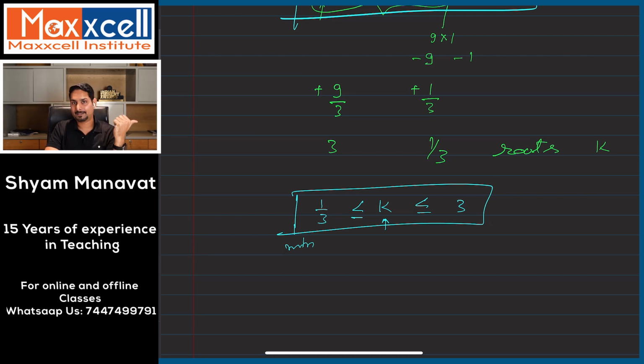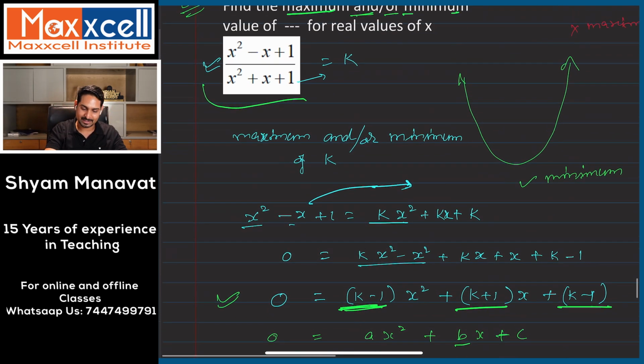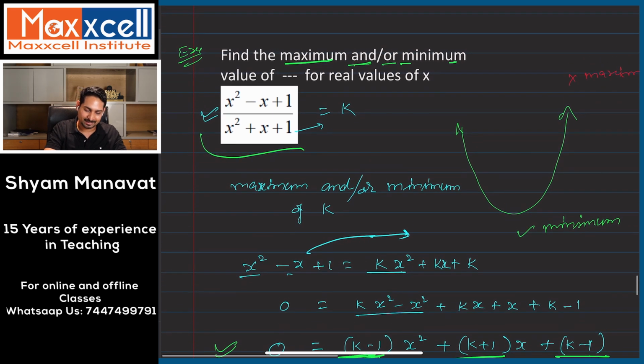It's not up to infinity. Infinity is what? Not defined. So K's minimum value is not undefined, and K's maximum value is also not undefined. Both are defined. Minimum is also defined and maximum is also defined. That's why in the question they are very clever, bro. They have mentioned 'and' or 'or' to confuse you.